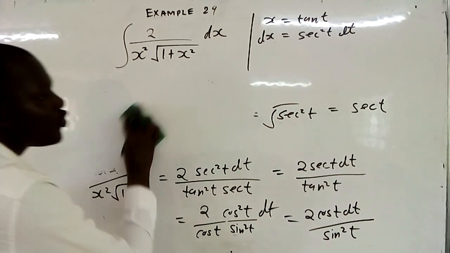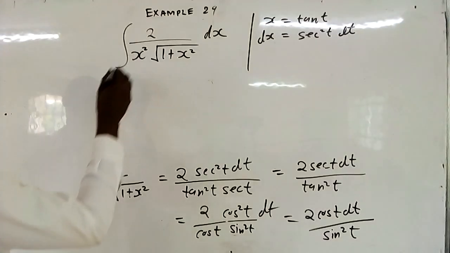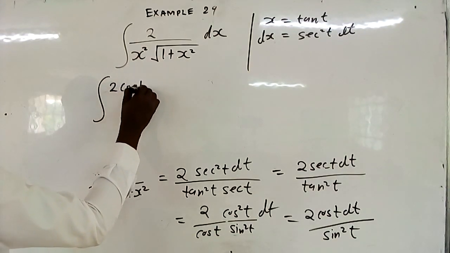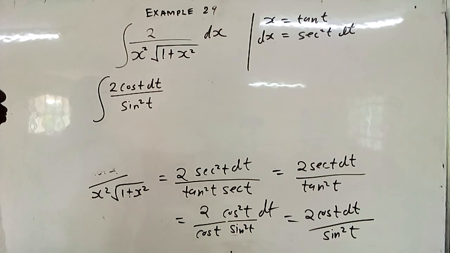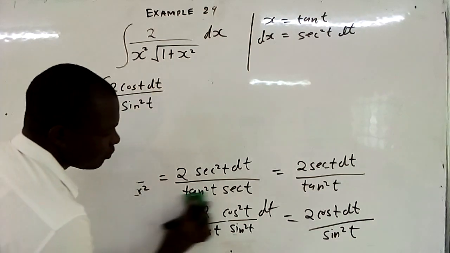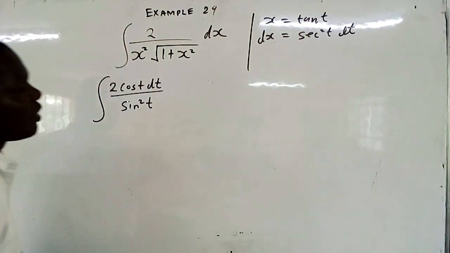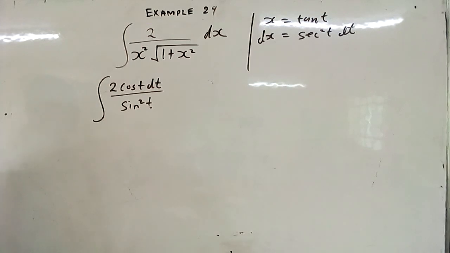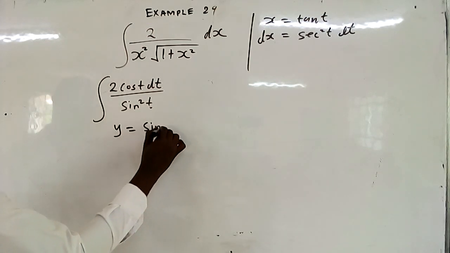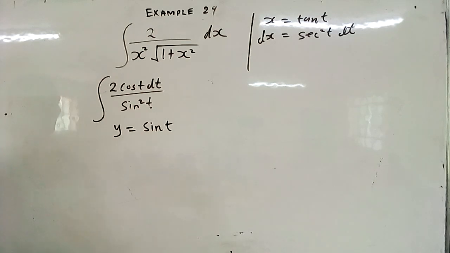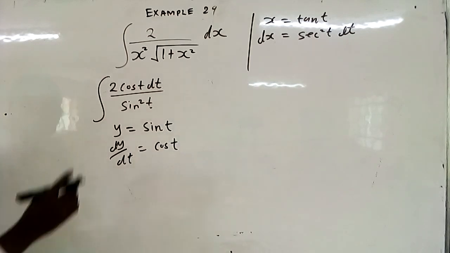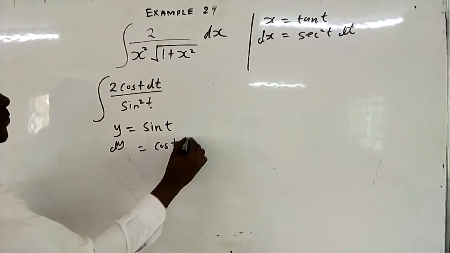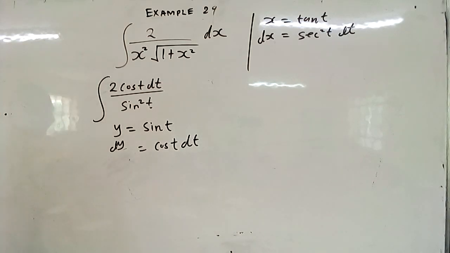So that is now what you use. It means this integral is the same as 2 cos t dt over sin squared t. So what do you do? You let sin t be something else. Let sin t be y. So if y is equal to sin t, if you differentiate y with respect to t, you get cos t. Multiply both sides of the equation by dt. So you get dy is cos t dt.